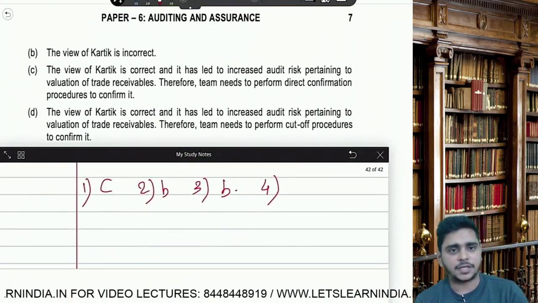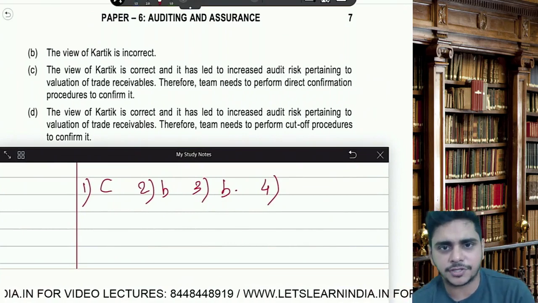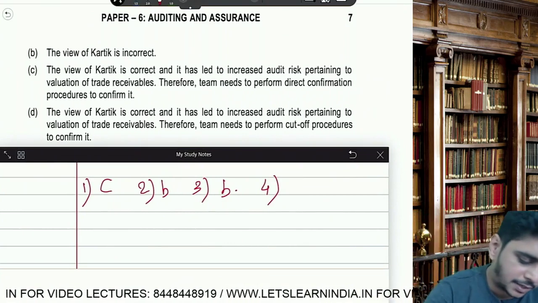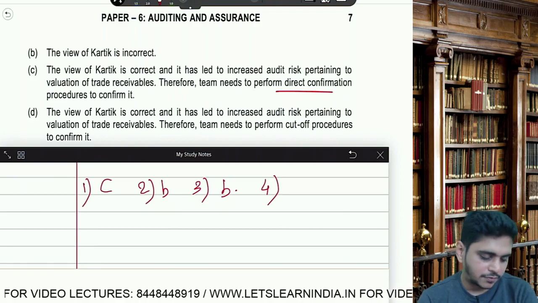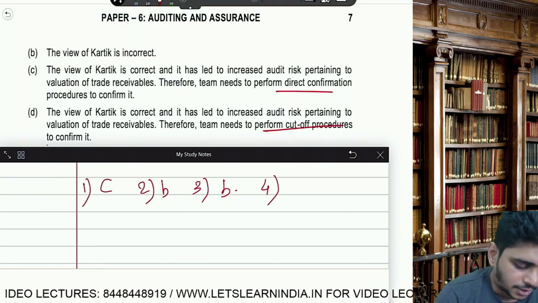The view of Karthik is incorrect. The view of Karthik is correct and it has led to increased audit risk pertaining to valuation of trade receivables. They have to perform direct confirmation procedure. The view of Karthik is correct and it has led to increased audit risk pertaining to trade receivables. They need to perform cut-off procedures.